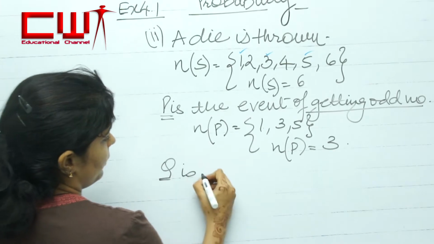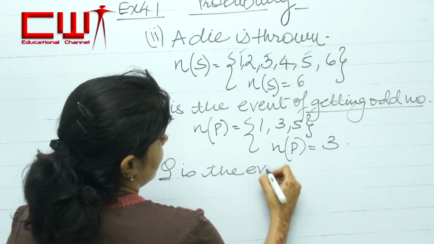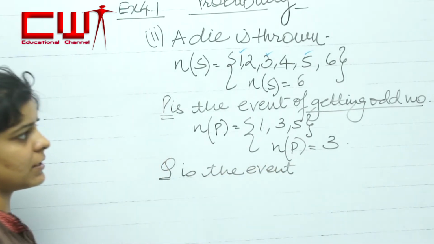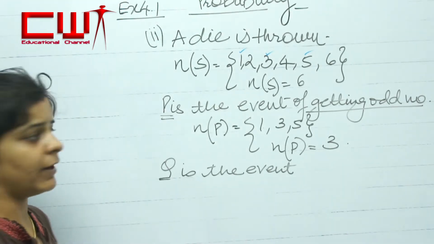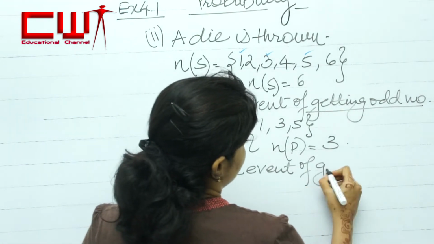Next one, Q. Q is the event. This is another situation. Q is the event of getting an even number.